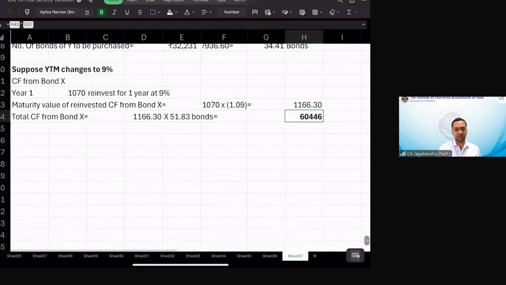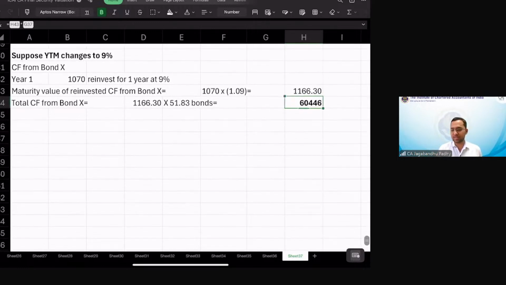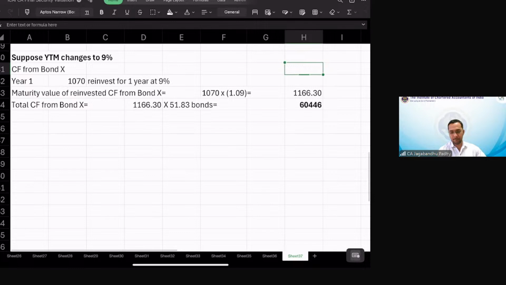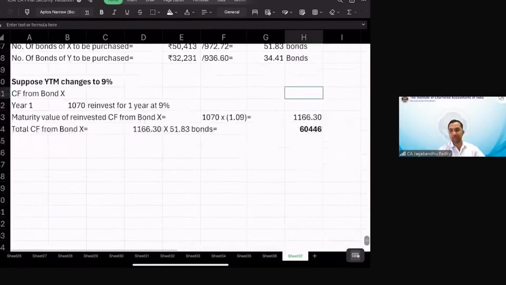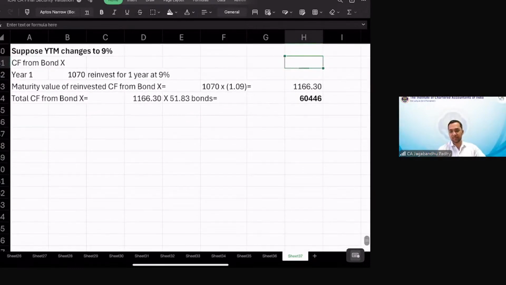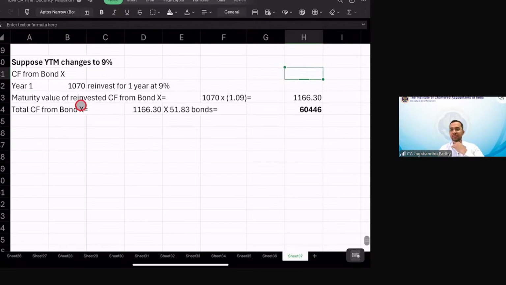Is the cash flow that we are receiving, the maturity value or the amount that we are receiving from bond X, clear to everyone? Is this understood, everyone? Yes. Please confirm, guys. Is this clear?